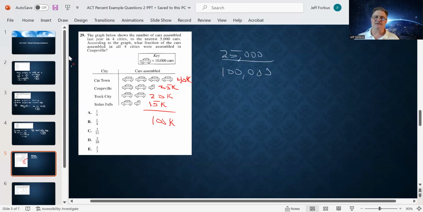So, you know, these first three zeros cancel, right? And that's going to leave us 25 over 100. And 25 over 100 is going to be 0.25 or 1/4. And that's going to give us answer choice B, as in boy.